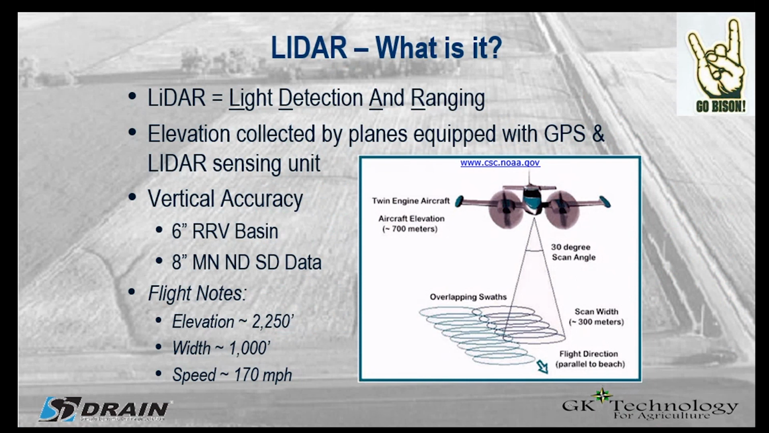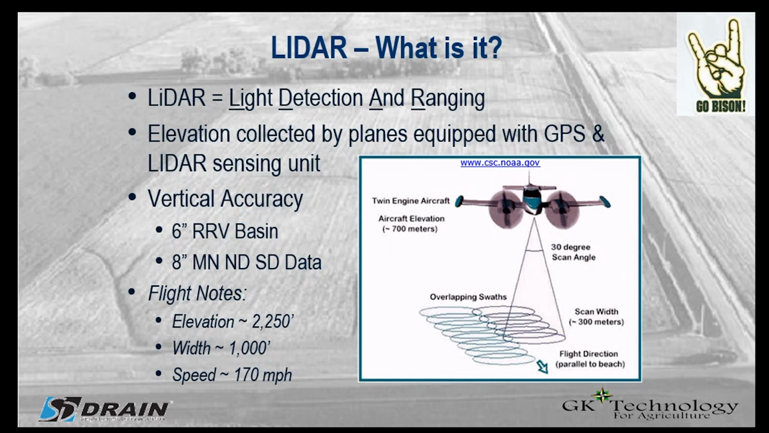So first of all, LiDAR, what is it? It's light detection and ranging, and it's flown with planes. There is a near infrared pulse on this plane that is shot down to the ground, and there are receivers that receive the pulse back. That's a timing thing, and based on that time, we're able to determine what the elevation is. This is extremely accurate data.